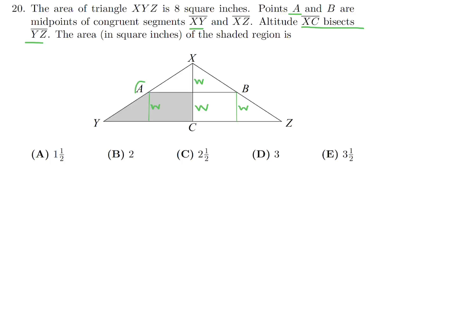But since A is a midpoint of XY, if you drop a perpendicular from A down to YC, that will bisect YC. So that will be the same as that. So all four of these are equal. All right? So we can label them any letter you want. You can use, let's say, V.